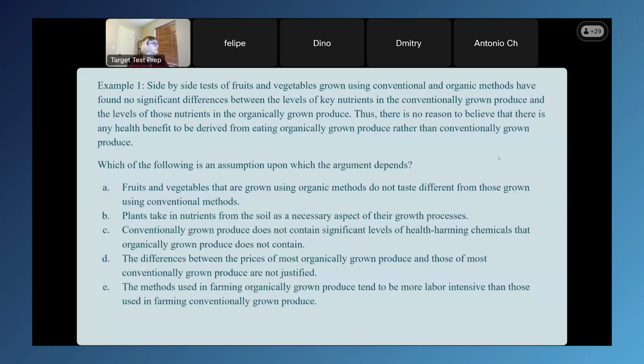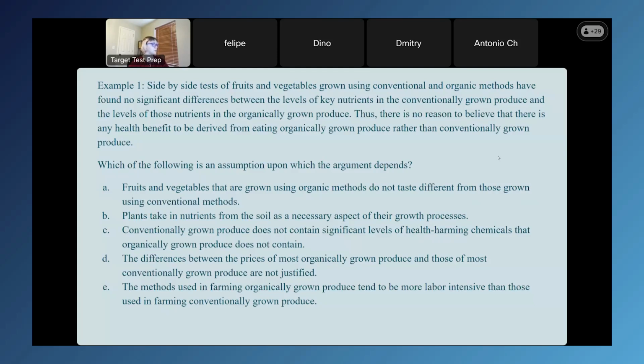B, plants take in nutrients from the soil as a necessary aspect of their growth processes. This one is what I call a timeline mismatch. So we're talking about the health benefits to ostensibly human people eating produce. We're not really worried about what happened when the plants were growing. We are at a different stage in their life cycle, the consumption stage. So that one is a bit out of scope on time.